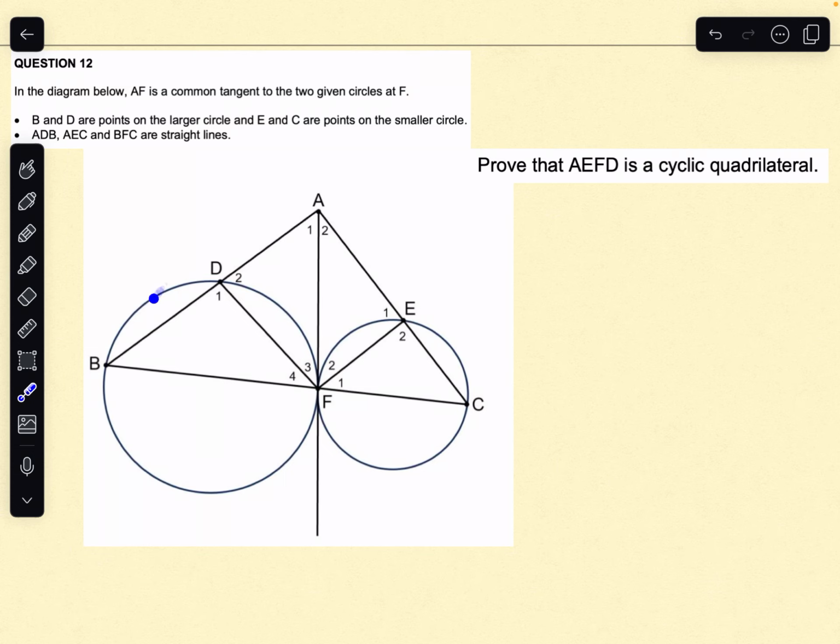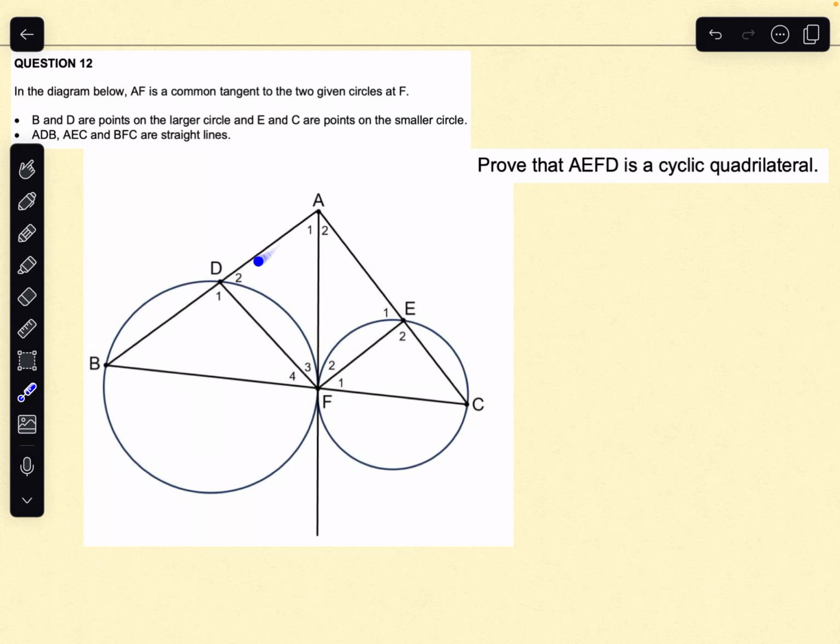ADB, AEC, and BFC are straight lines. Okay, cool. Prove that AEFD is a cyclic quad. Okay. Wow.